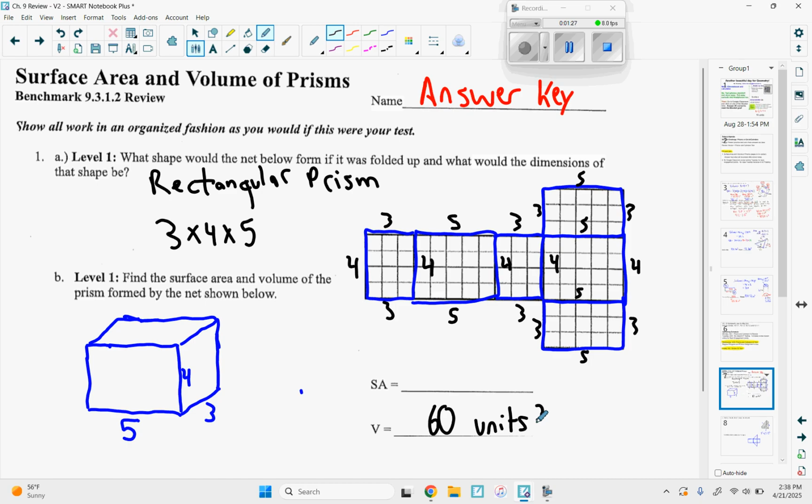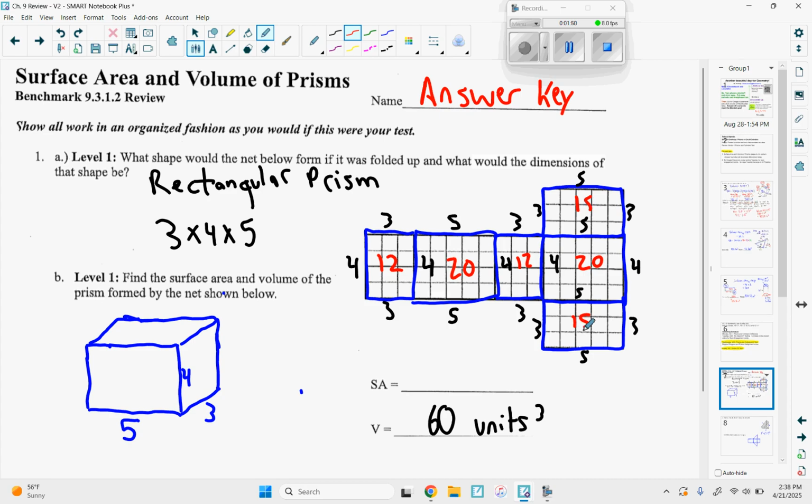For surface area, we could count each individual square in the net. That would take a little while. We can also just multiply the dimensions, like 3 times 4 is 12, 4 times 5 is 20, we got another 12 here, another 20, 3 times 5 is 15.